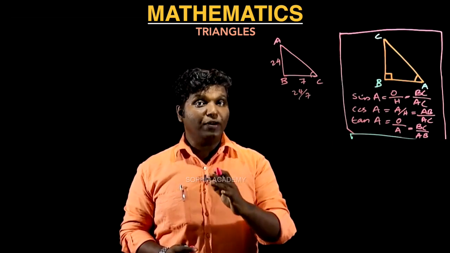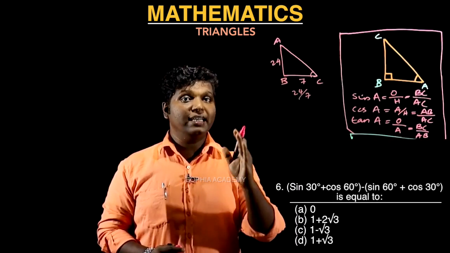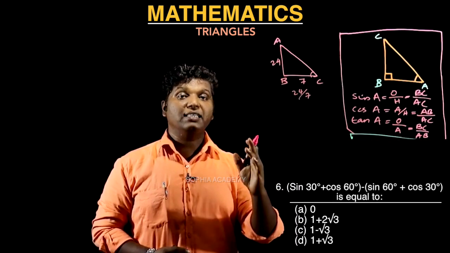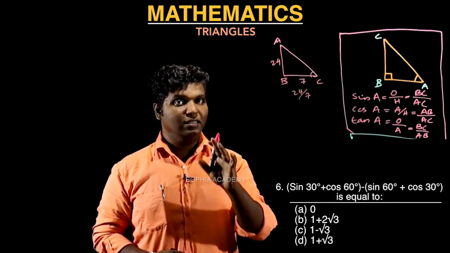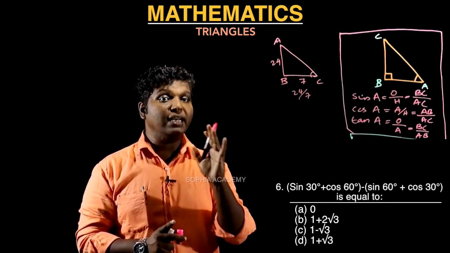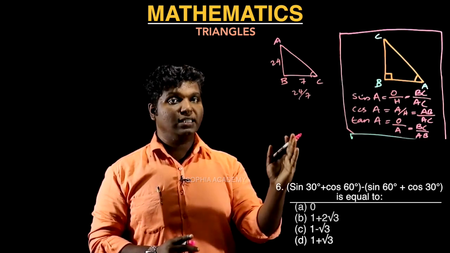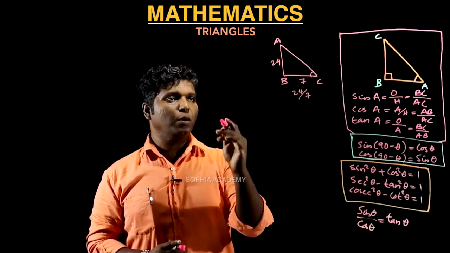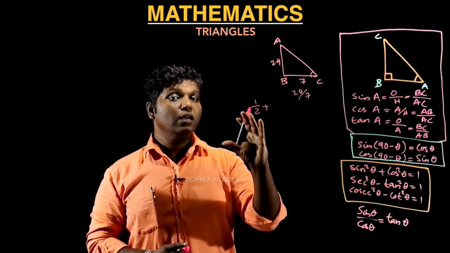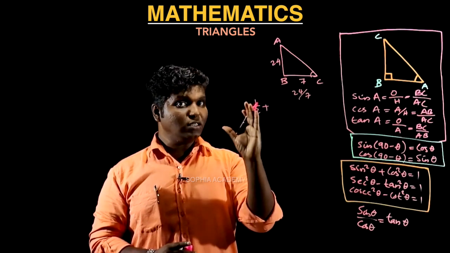Next one, we have to find the value of sine 30 degree plus cos 60 degree minus sine 60 degree plus cos 30 degree. Okay, so sine 30 degree, right? That is the first thing. Sine 30 degree plus cos 60 degree. What is sine 30? It is 1 by 2. So 1 by 2 plus, what is next one?